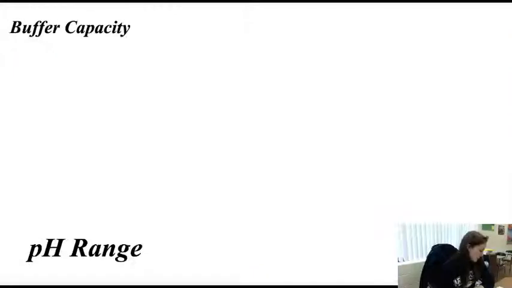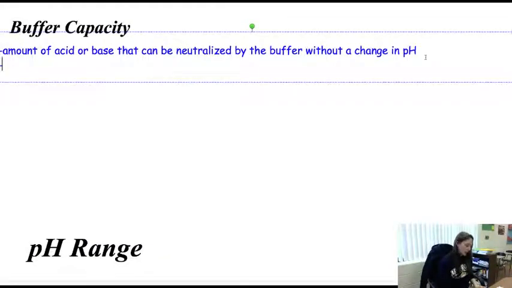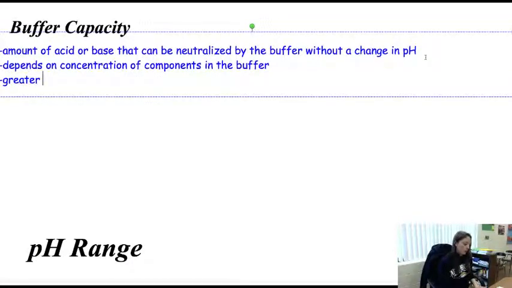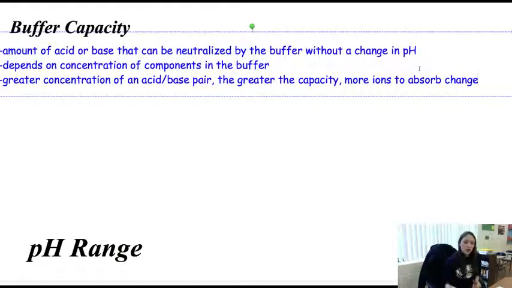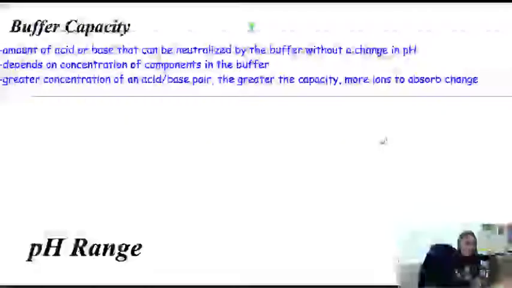Okay, the capacity for a buffer. The amount of acid or base that can be neutralized by the buffer without the pH going up or down. They're not forever. So the buffer capacity depends on the concentration of your components in the buffer. The greater the concentration of your weak acid and conjugate base, the greater the capacity because you have more ions there to absorb. So they do kind of have a limit. At some point in time, the buffer will stop working because all the ions that are possibly there to be able to use up whatever you're adding are already themselves used up.